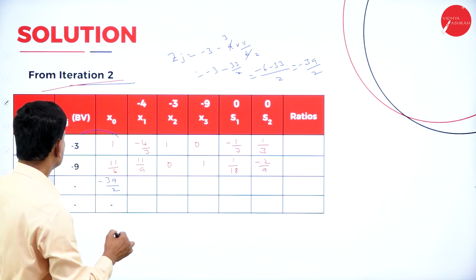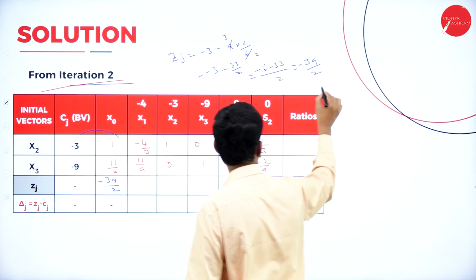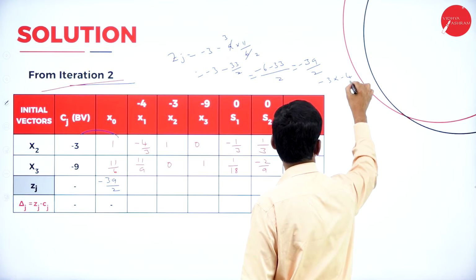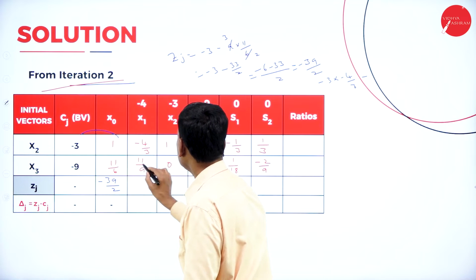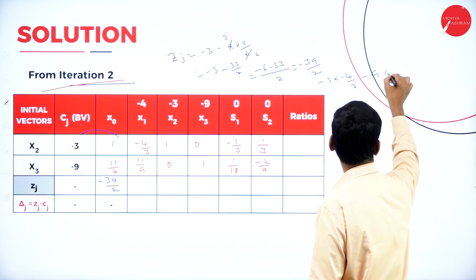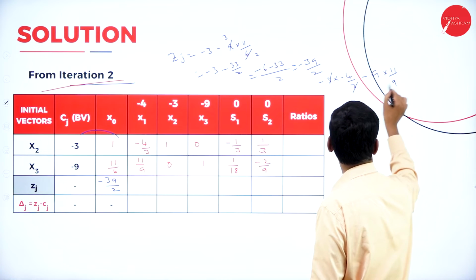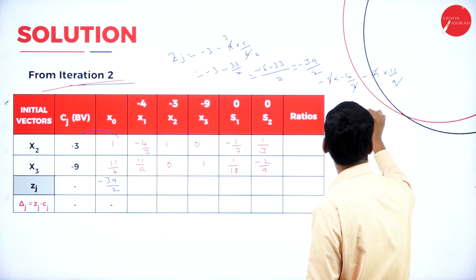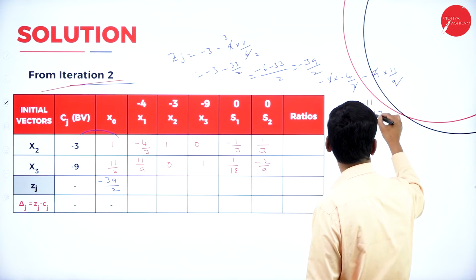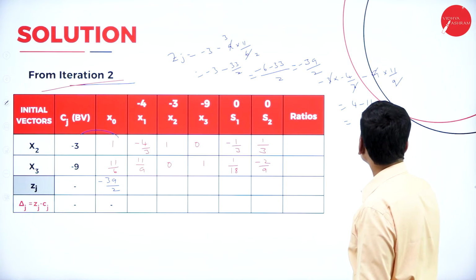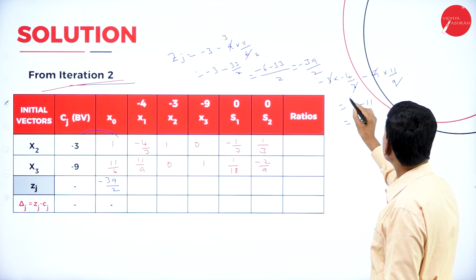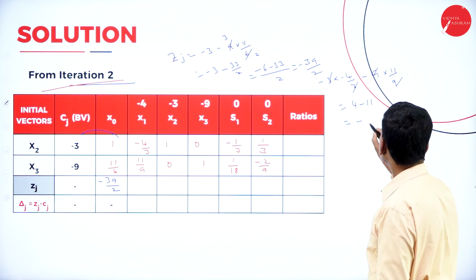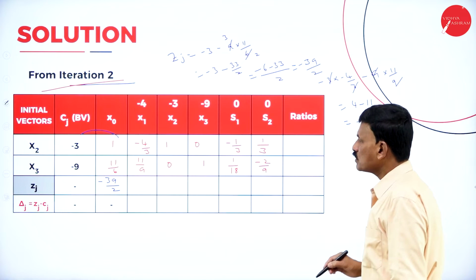Okay. Now next, come to this, minus 3 into minus 4 by 3, minus 9 into minus 11 by 9. So 3 3 cancel, 9 9 cancel, minus into minus is plus 4, 4 minus 11 is equal to minus 7. This is equal to minus 7.